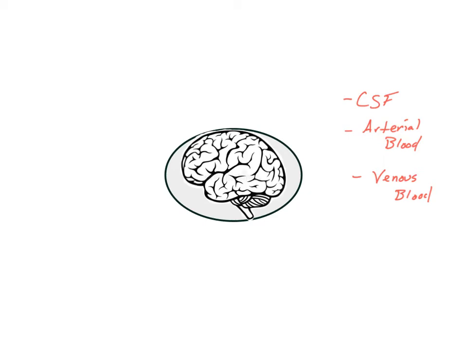The body has ways of compensating. One of the compensatory mechanisms that the body has for increased intracranial pressure is initially it will move a lot of the cerebrospinal fluid out of the cranial space. Additionally, it's going to compress on the arteries and compress on the veins. But that's only going to go so far.